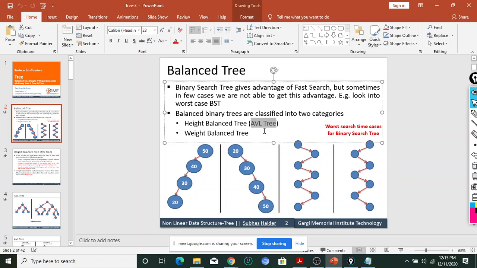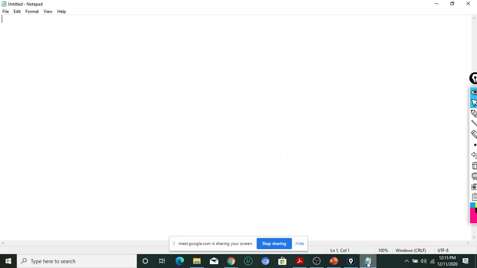So the AVL tree is a height balanced tree. We have just discussed that we are going to improve the binary search tree into a height balanced tree. So what is the definition of an AVL tree? First we have to understand that an AVL tree is a binary search tree, or you can say a height balanced tree, in which the height of the left subtree and the height of the right subtree of the root differ by at most 1.